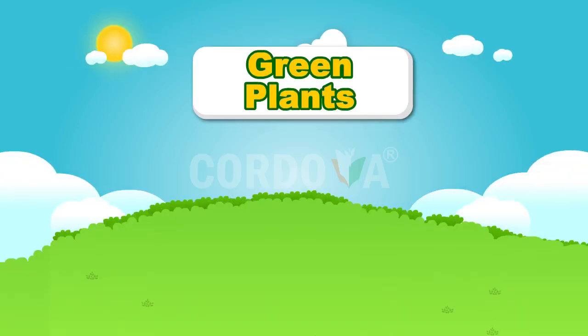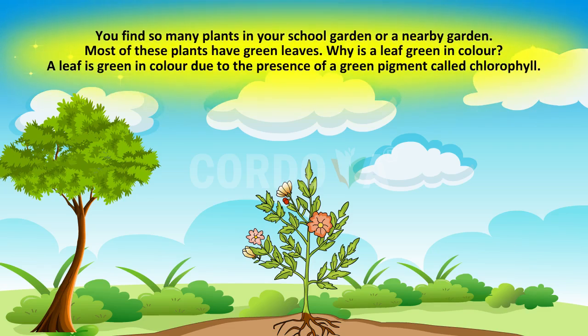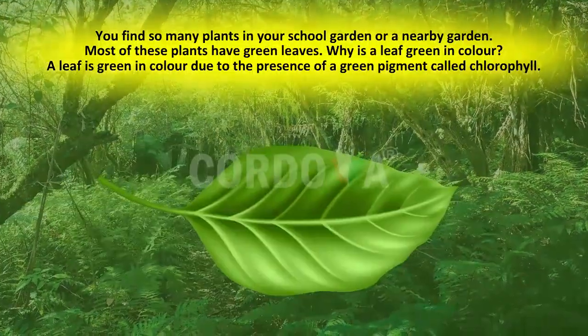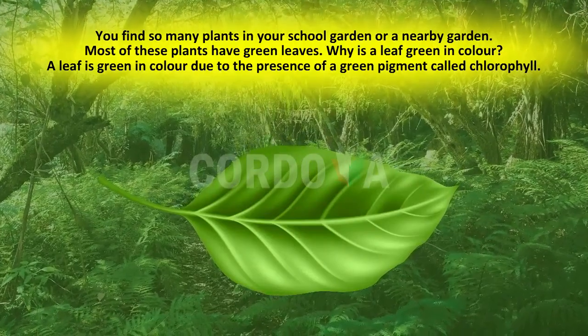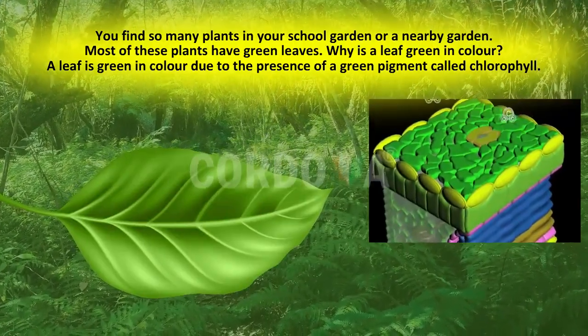Chapter 1. Green plants. You find so many plants in your school garden or a nearby garden. Most of these plants have green leaves. Why is a leaf green in color? A leaf is green in color due to the presence of a green pigment called chlorophyll.